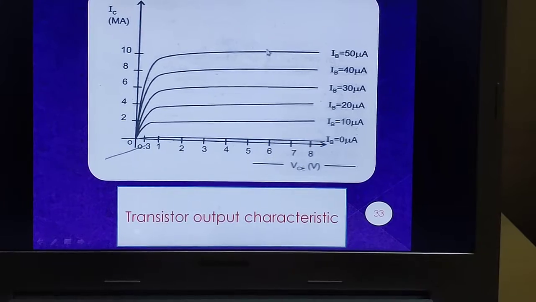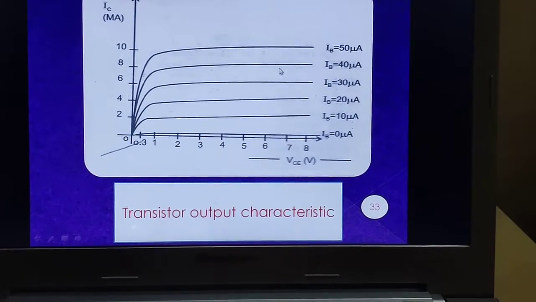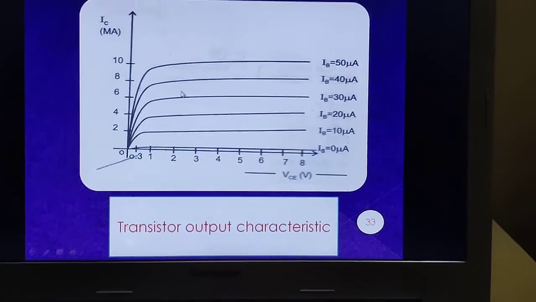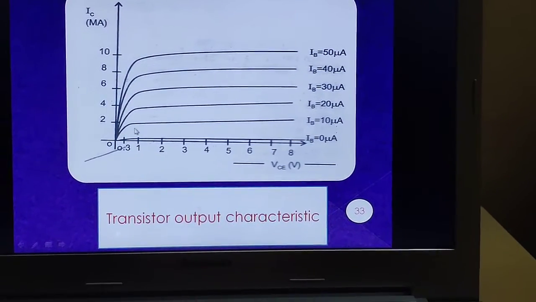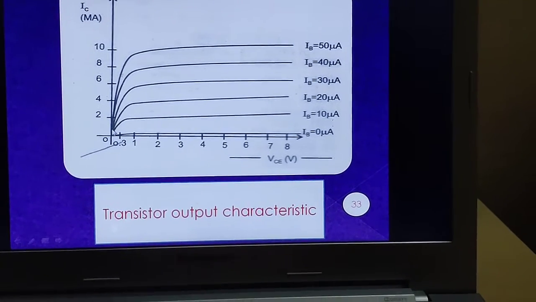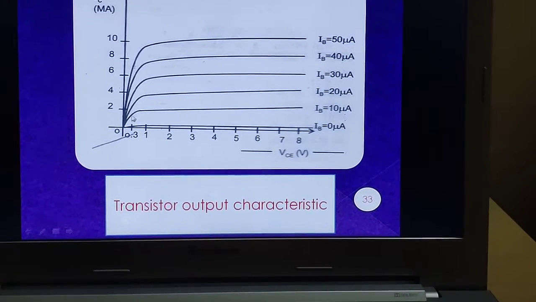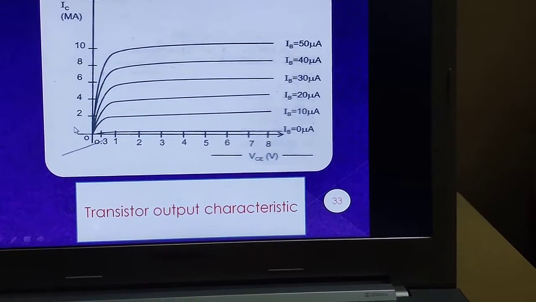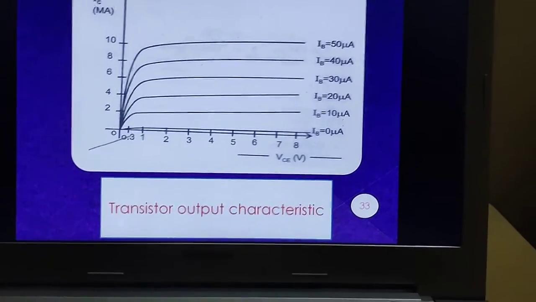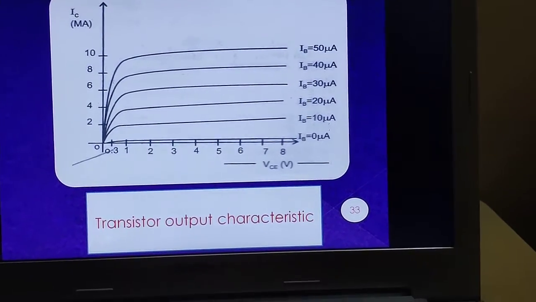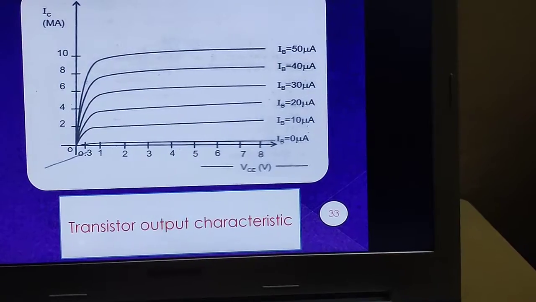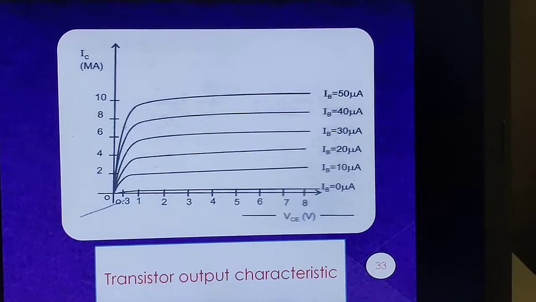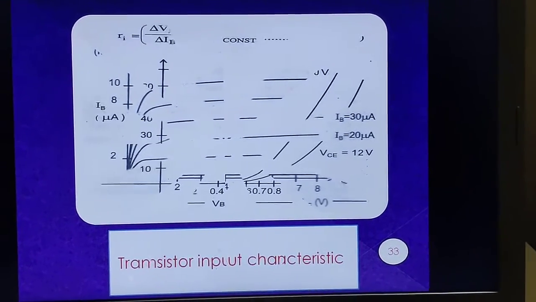And here, where the current remains constant for a specific value of IB, the current is almost constant. We call this region the saturation region. So the output characteristics are divided into three parts: the cutoff region, the active region and the saturation region. No matter whether the transistor is in active mode, cutoff mode or saturation mode, the most important part where the transistor is used is the active region, where the output IC goes on increasing. Let us describe this graph.